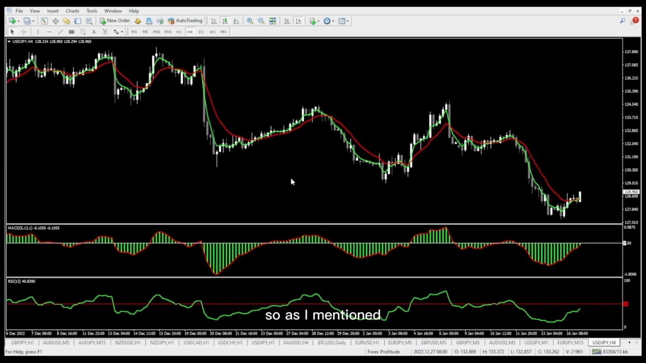So as I mentioned, what we are looking for is a trend. Now, we are going to use 2 different time frames to trade this.